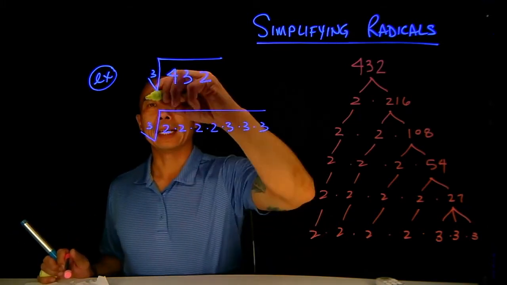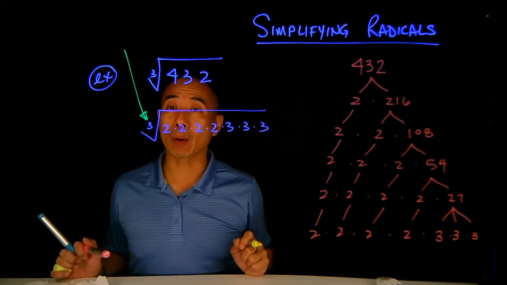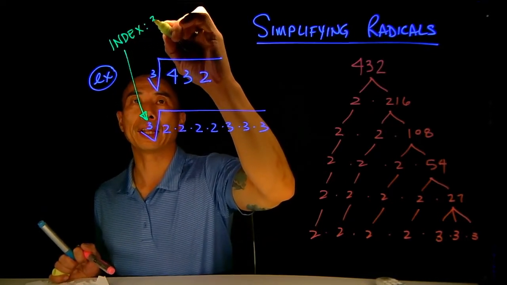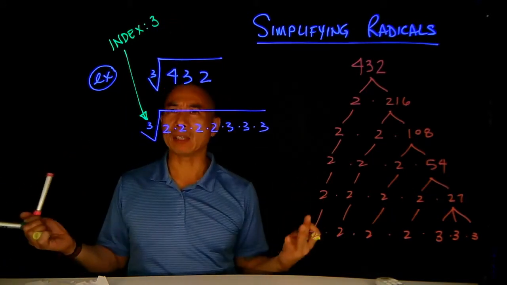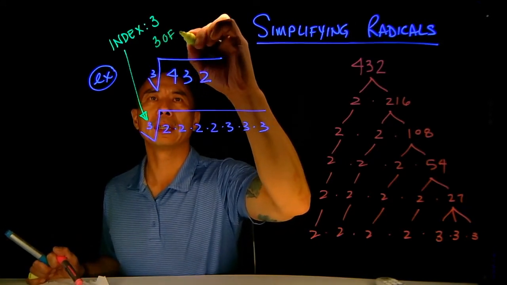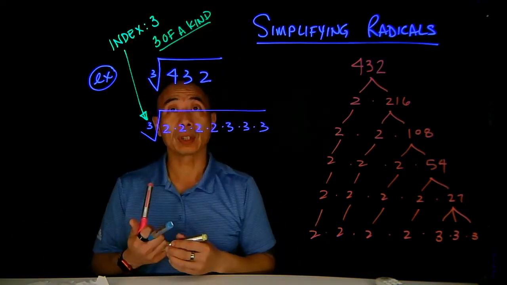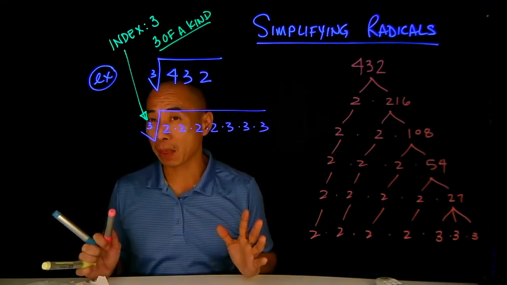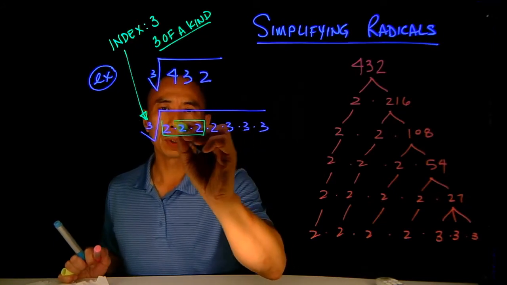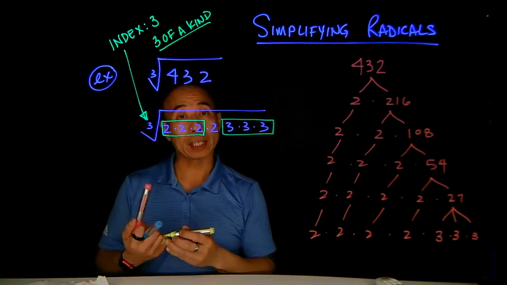So what we got to look at is this right here. This is my index. The number inside that wedge is called my index. And that is a 3. What does it mean? How does it help us? Well, 3 means that we're looking for 3 of a kind, okay? Or you can think of it as groups of 3, all right? But it has to be the same thing. So if I look at these numbers, you can see that I have a group of 3 2's and also a group of 3 3's, right?